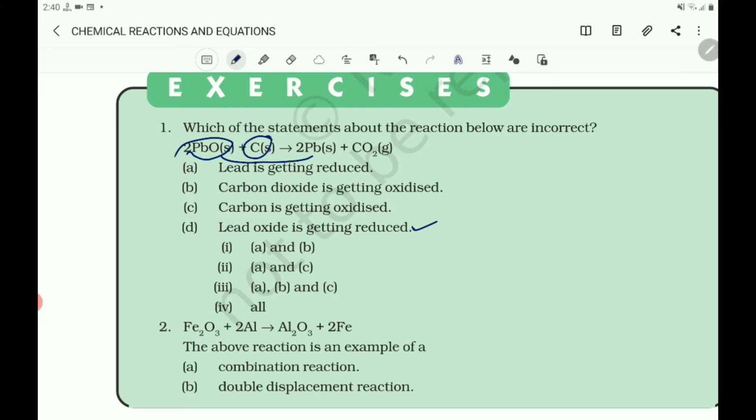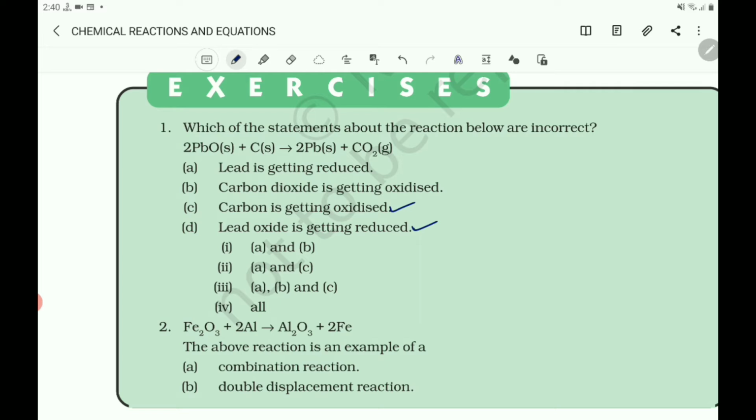Next, carbon. Here you will get carbon dioxide. Carbon receives oxygen and it is oxidized to carbon dioxide. So carbon is getting oxidized. It is correct. That is about the reaction.